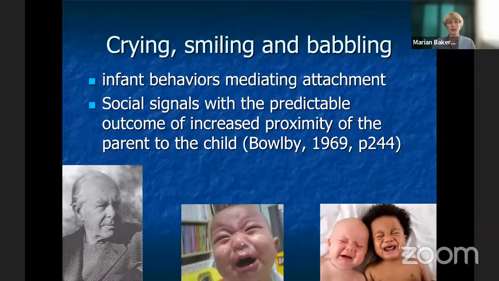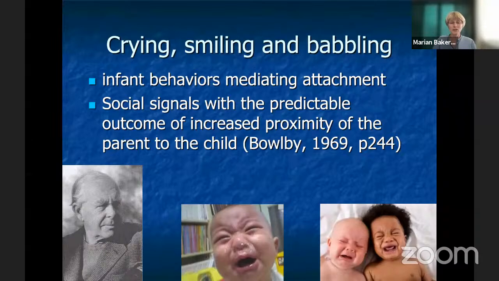As you may or may not know, John Bowlby, the grandfather of attachment theory, who you see here on the left, also wrote a biography of Charles Darwin, and attachment theory can be seen as an evolutionary theory of human behavior. Attachment behavior increases the chances of children to survive. And that's why it's an evolutionary theory.